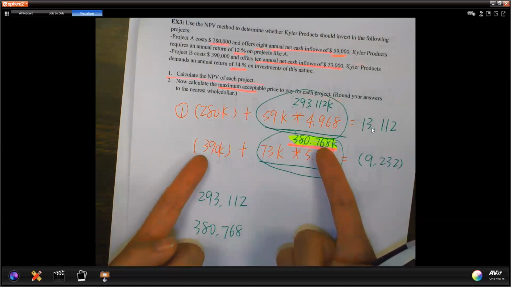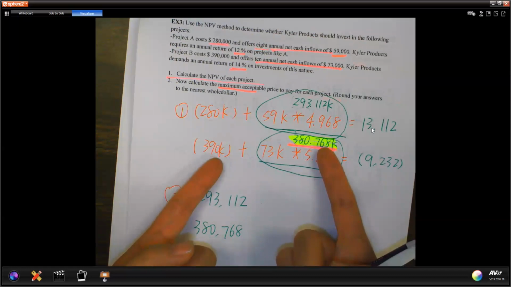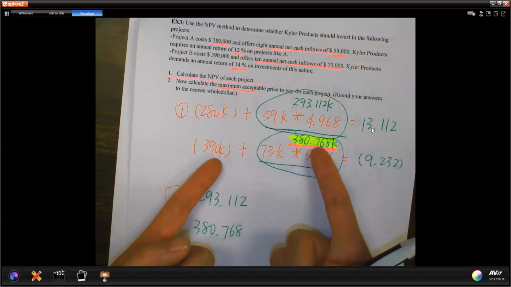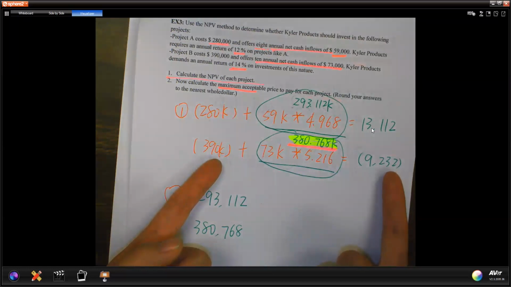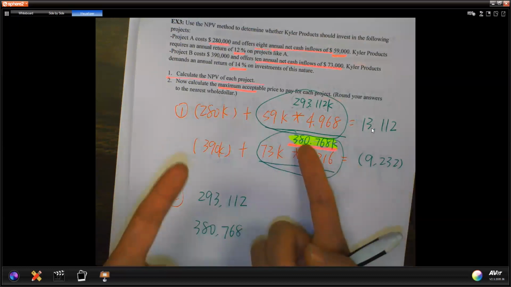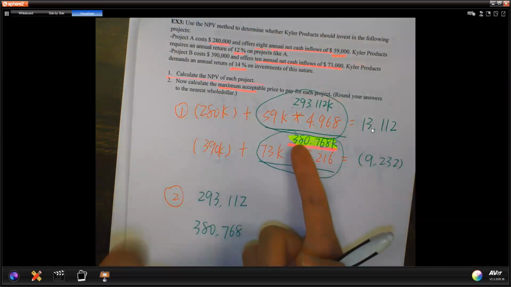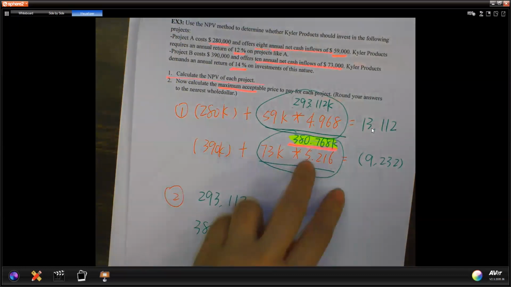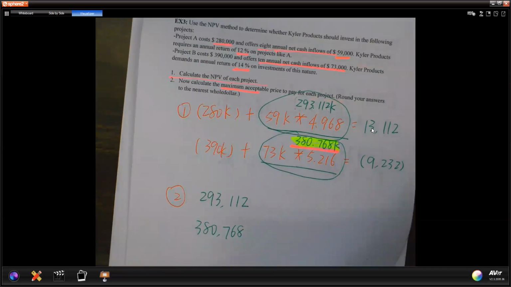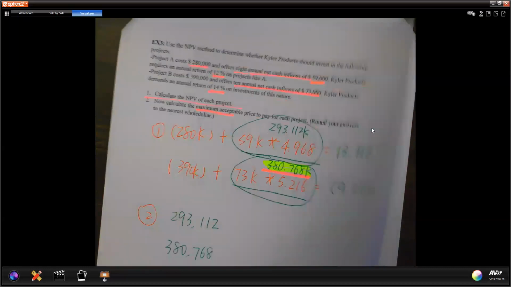Okay, this one, I shouldn't call him not smart, right? He paid $190,000 to get $180,786. So he lost $9,232. That's not right. The maximum number you will pay is the money you will get. Okay, so that's how you get the maximum price for the project.